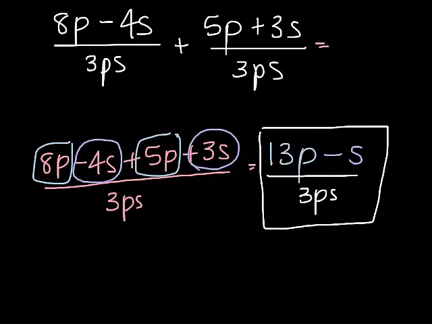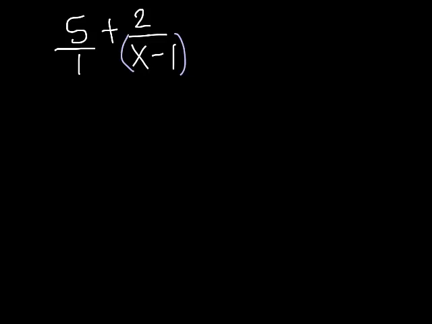Now, what happens if the denominators are not the same? What if I have something like this? 5 plus 2/(x minus 1). Now, if I wanted to change that 5 into a fraction, I could just put it over 1. We've done that before as a strategy. So I'm really looking for a common denominator. I've got x minus 1 and I have 1.